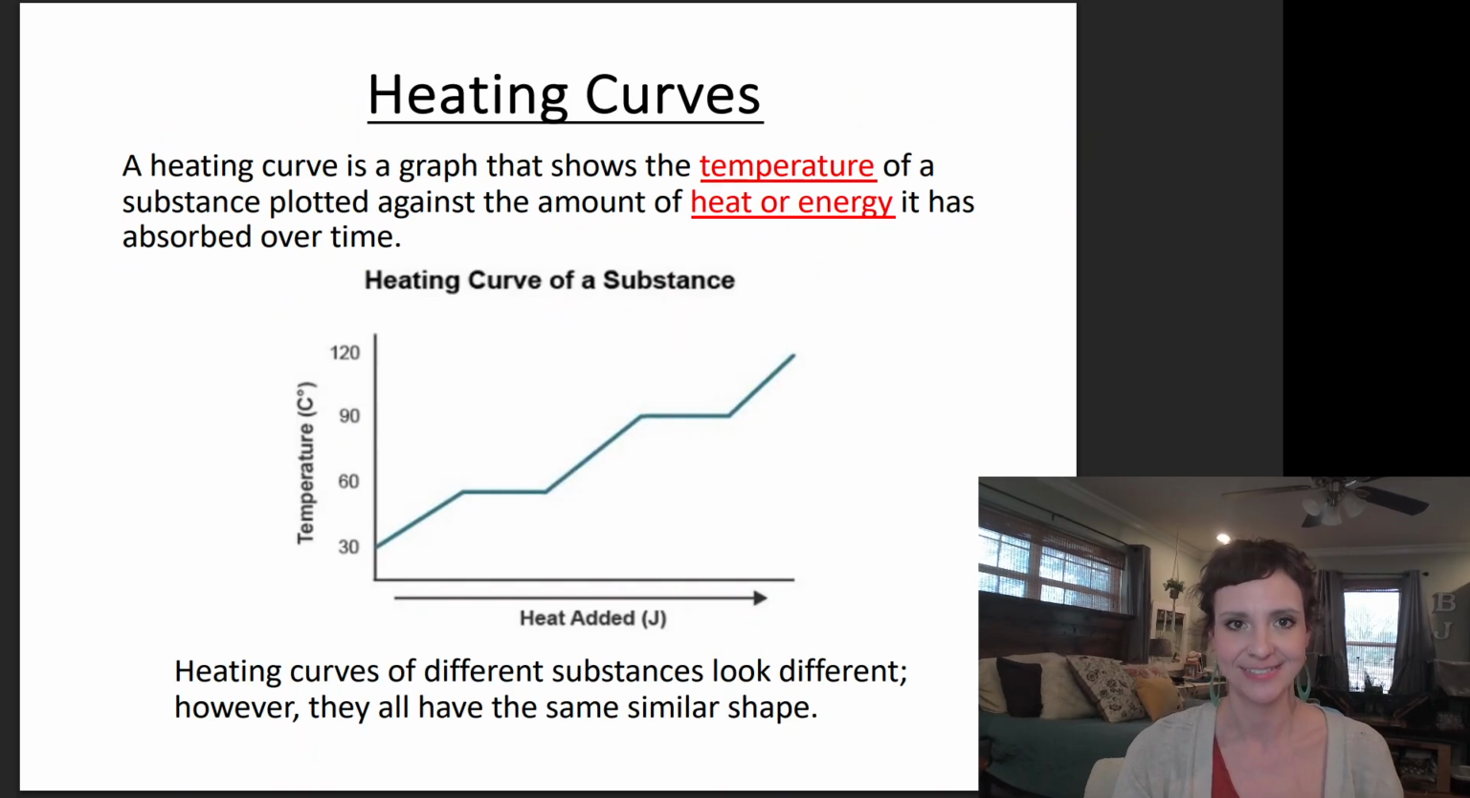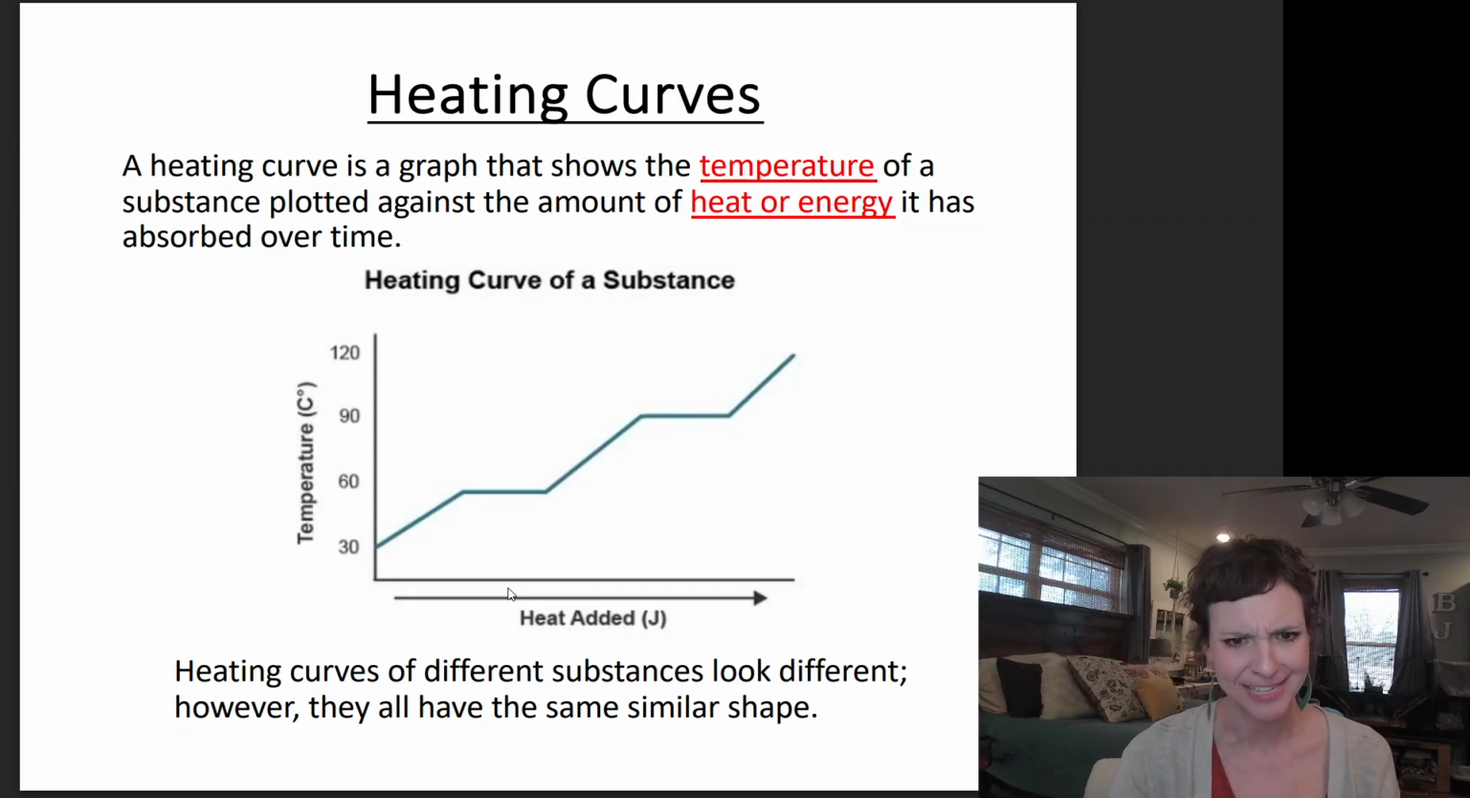All right, so we said we can add heat to increase the kinetic energy to change the sample of matter from one phase to another. Here we have a heating curve. You have a giant heating curve on the back of your notes page. You better get ready to write down a bunch of stuff on your heating curve when we get to it. But a heating curve is a graph that shows the temperature of a substance plotted against the amount of heat or energy it has absorbed over time.